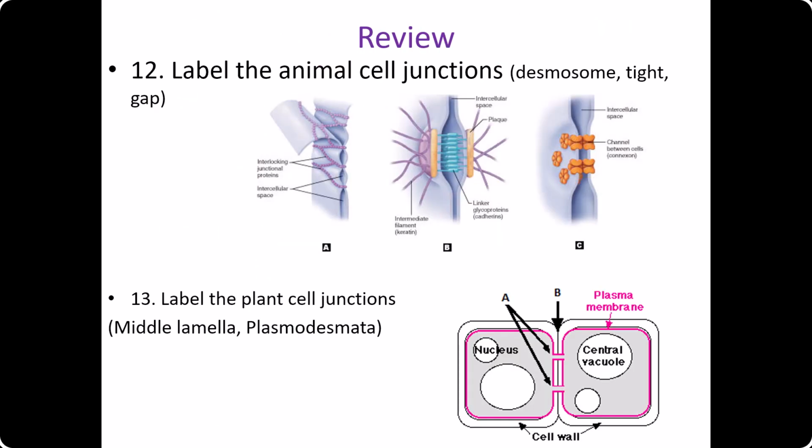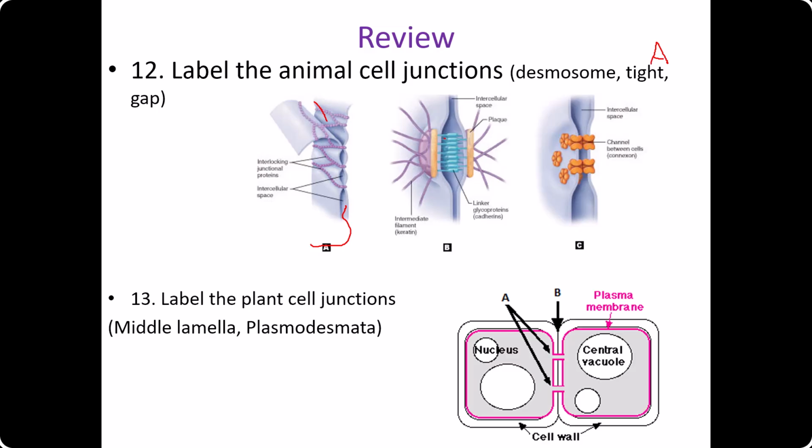So let's go ahead and label our animal cell junctions up here. In our picture here, it's maybe a little tricky to tell. If this was a test question, I would give you some more information besides just the picture here. This first junction does not allow material to leak between the different cells. So this first one is going to be a tight junction.